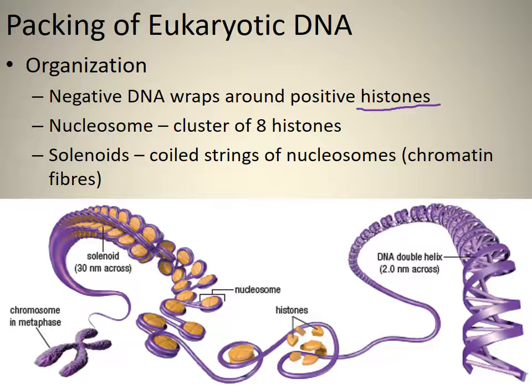They're almost like a sewing spool, a specific spool of thread, where that spool is like this histone here, and that thread is like our DNA. It wraps itself around it. When we see 8 clusters of histones, that's known as a nucleosome. And when we see coiled strings of nucleosomes coming together to condense, continuing to condense into our chromosomes, those are known as solenoids. This is how our cells will pack and organize our DNA.